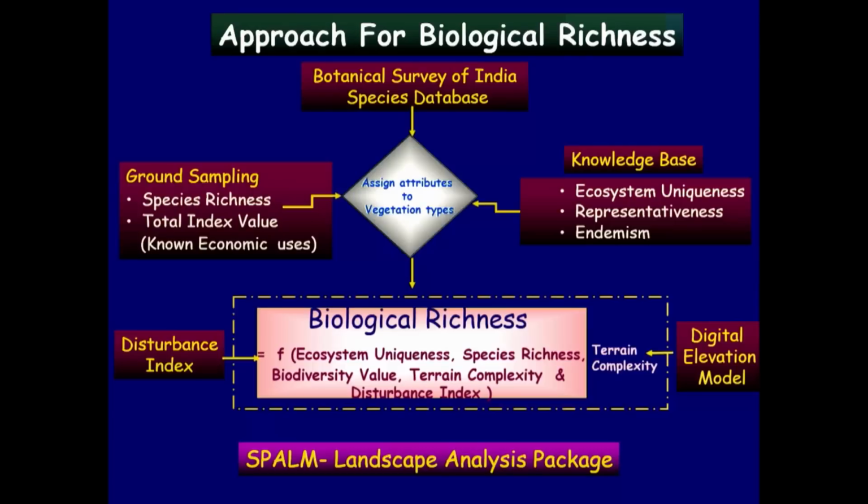There may be 10 uses, there may be 20 uses for one species. Based on the uses, we have given the weights, that means ranking. So if I have to compare what the fodder value is, what the timber value is, what the medicinal value is, what the charcoal value is, what the tannin value is, there are about 7-8 parameters I can find out.